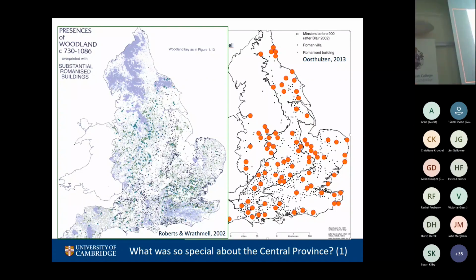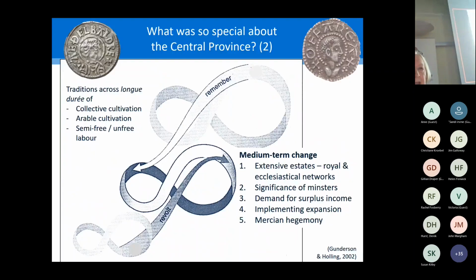So maybe that's something special about the central province, but it's still not quite enough. So what was so special about it? It's got these long-term traditions, we've got medium-term change, and the one thing we haven't talked about is the Mercian hegemony.